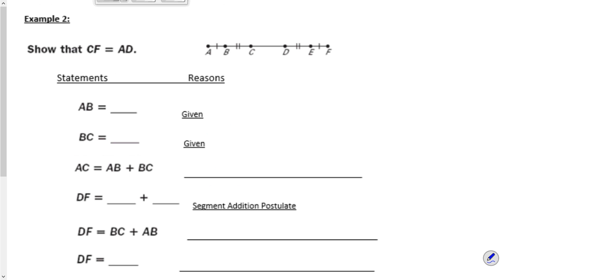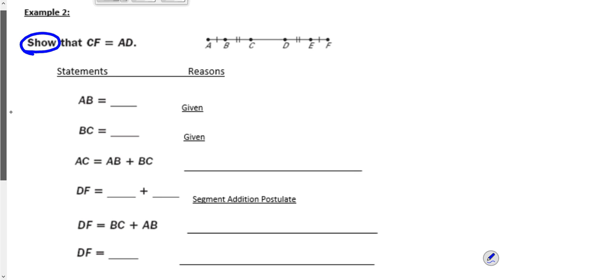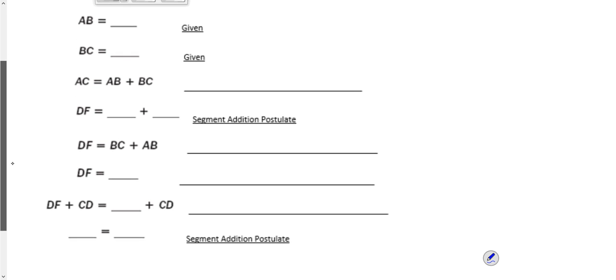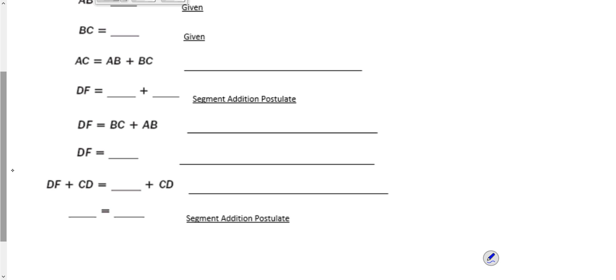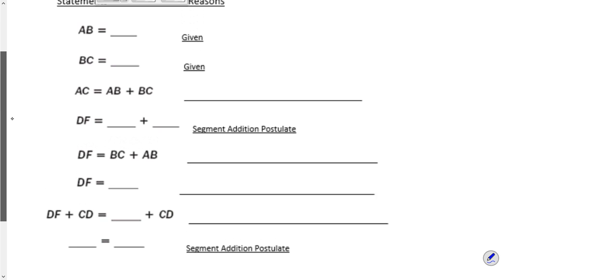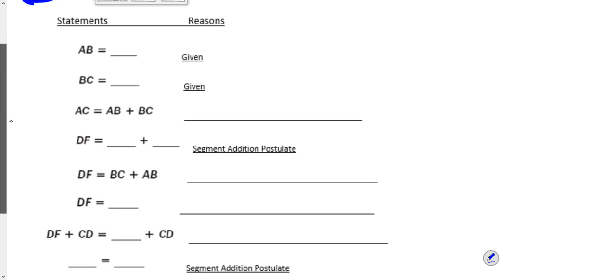Example number 2. We need to show or prove that CF equals AD. So we know that's what we're trying to get to at the end, CF equals AD. And if we go down to the bottom, we actually don't see what that proven statement needs to be, but we're told what it is at the top. So we can actually fill that in. It's CF equals AD.